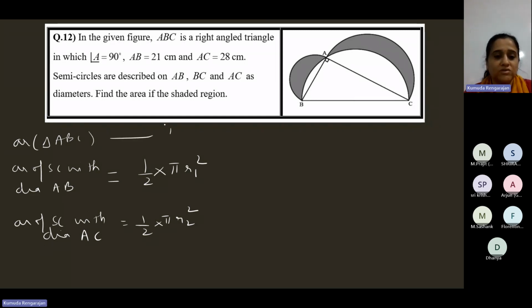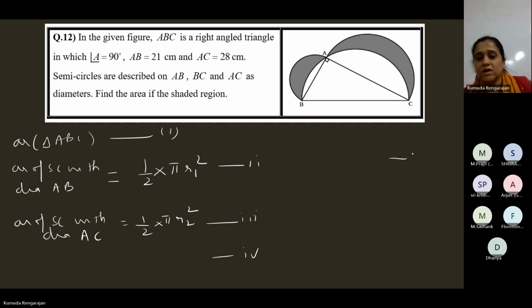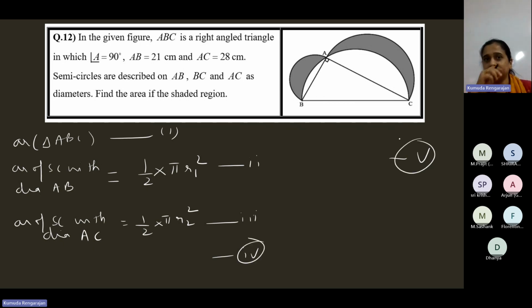So again, you can call this 1, this 2, this 3, and then what will be 4? Adding all this, that result is 4, correct? Then result 5 is the area of the semicircle with BC as diameter. Now the required area is equal to 4 minus 5. Like that you should present your answer. Just mark the different stages as 1, 2, 3, 4, 5. So 4 is 1 plus 2 plus 3. Then the required area is equal to the answer you have in 4 minus the answer you get in 5.